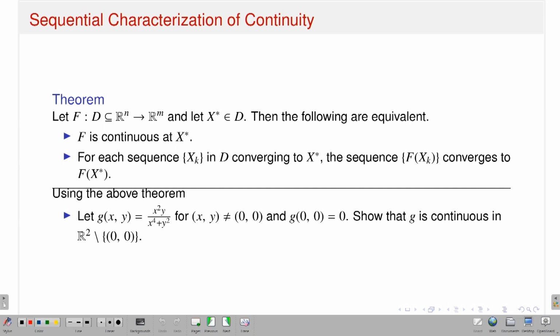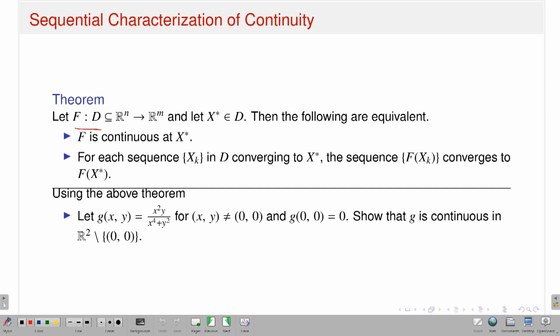to Rm, and take a limit point x naught. The limit of capital F at the point x naught is L, capital L, if and only if for any sequence xn that converges to the limit point x naught, the corresponding sequence f of xn converges to L. So this is if and only if, and it is called the sequential criteria. A similar theorem you can have in the context of continuity.